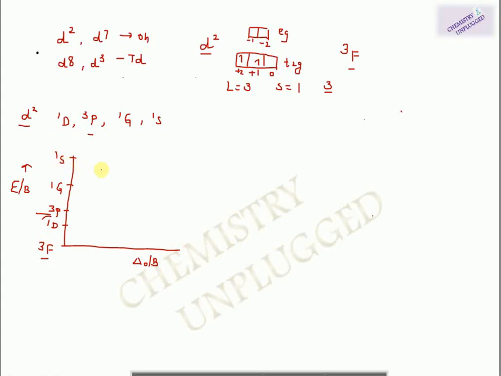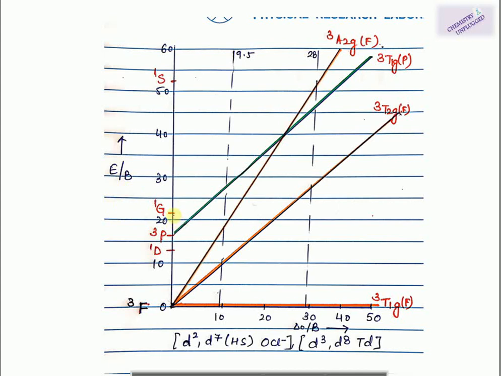We will also take the complex one, but first we will consider the simplified form of the TS diagram. This is the graph for the d2 electronic configuration of octahedral complexes. You can also use this graph for d7 high spin complexes and for d8 and d3 tetrahedral complexes. So you can use this graph for 4 different types of complexes, but you have to consider the multiplicity of the terms used in the case of d7. The multiplicity will change.